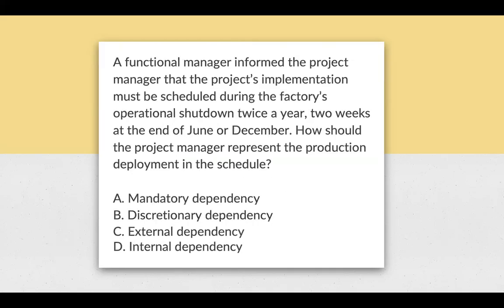Next question. A functional manager informed the project manager that the project's implementation must be scheduled during the factory's operational shutdown twice a year, 2 weeks at the end of June or December. How should the project manager represent the production deployment in the schedule? A. Mandatory dependency. B. Discretionary dependency. C. External dependency. And D. Internal dependency. So the correct answer is external dependency. The timing is driven by factory operations, which are outside of the project's control. That makes it an external dependency.